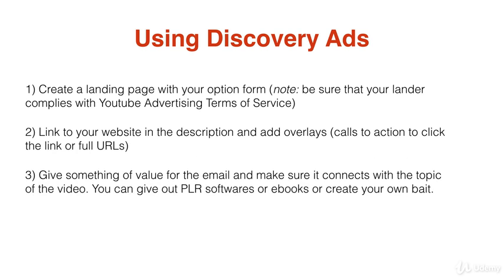Now, number 3, give something of value for the email and make sure it connects with the topic of the video. You can give out PLR software or ebooks, or create your own baits. So this is pretty self-explanatory. What you want to do is give something for free, right? And you don't necessarily have to create it yourself. I'm going to show you a PLR website where you can get some good information on that. But it needs to be something of value.